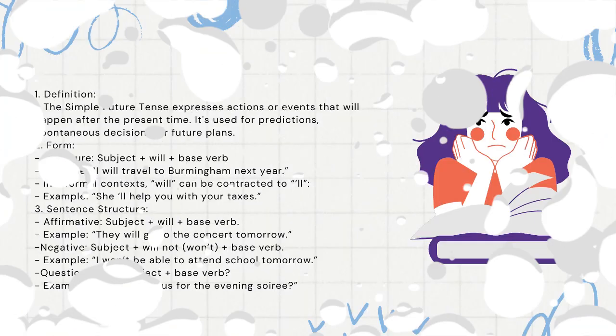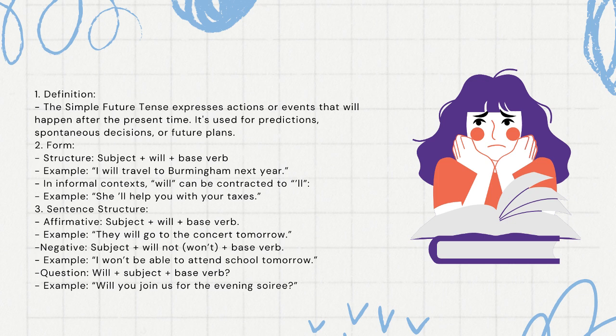Chapter 6. Expressing future time. It is used to describe an action or event that will happen in the future. It is commonly used to express predictions, plans, promises, and decisions made at the moment of speaking. For the form, the structure includes subject plus will plus base verb. For example, I will travel to Birmingham next year. In informal contexts, will can be contracted to 'll. For example, she'll help you with your taxes.